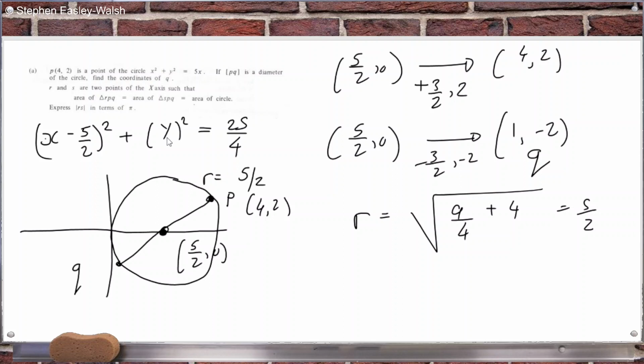I've got the Q. R and S are 2 points of the x-axis such that the area of RPQ equals the area of SPQ equals the area of the circle. Express RS in terms of pi. Okay, let me just write in Q here. 1, minus 2. Let me just remove this here.